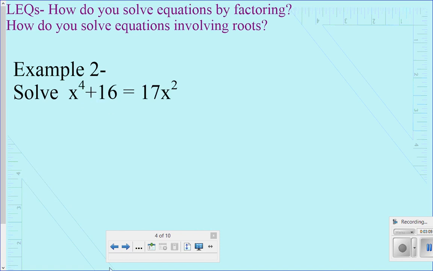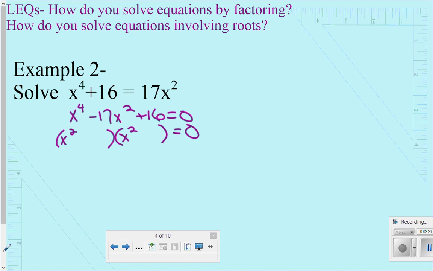Next, copy this one into your notes. So once again, I know I need to get this set equal to 0. So I'm going to subtract 17x squared, and it's set equal to 0. I see a trinomial, and it's to the 4th degree. I know that I need 2 binomials factored. So I know I need an x squared and an x squared. And I need a product of 16 and a sum of negative 17. So I know that's negative 16 and negative 1.